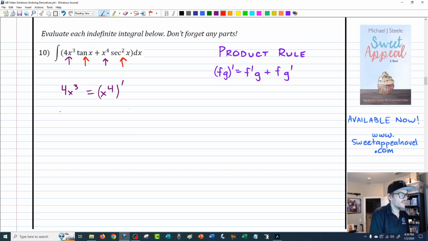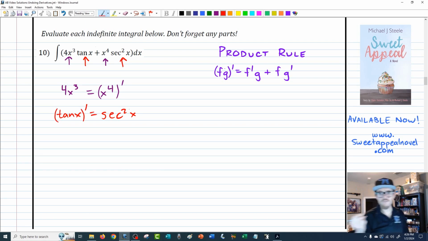We have what looks like tangent of x and secant squared. I don't have a better way to put it than just that tangent's derivative is equal to secant squared. So we also have those relationships. And then making matters even more convenient for us, x to the 4th's derivative and secant squared.